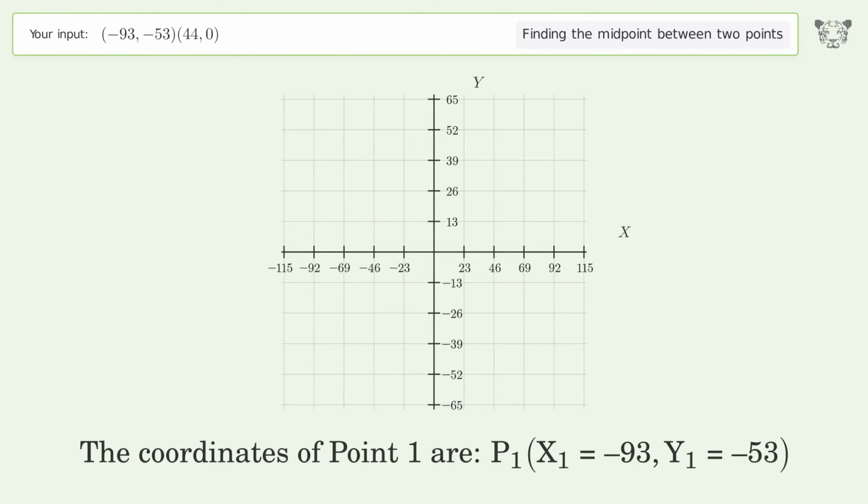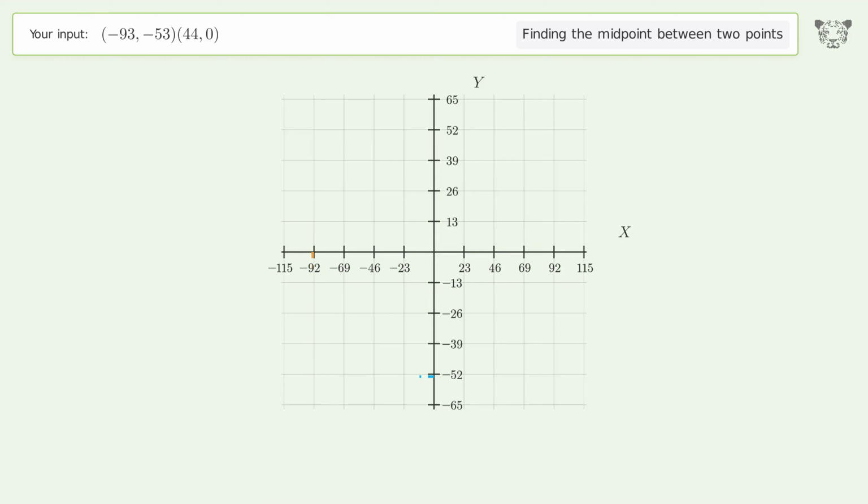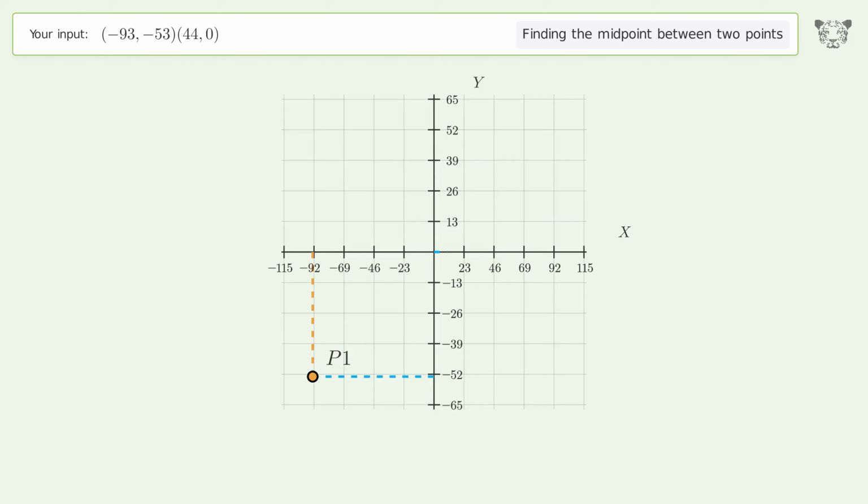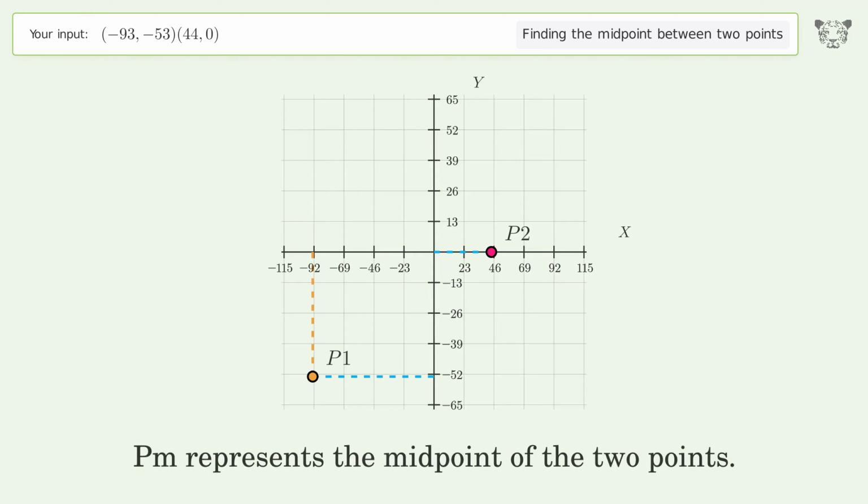The coordinates of point 1 are, x1 equals -93, y1 equals -53. The coordinates of point 2 are, x2 equals 44, y2 equals 0. PM represents the midpoint of the 2 points.